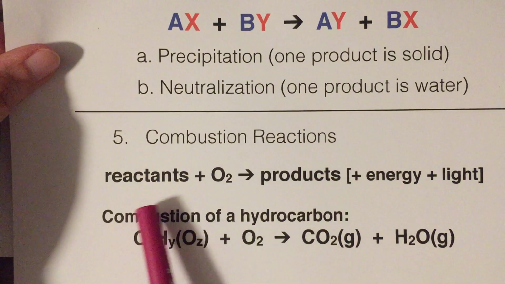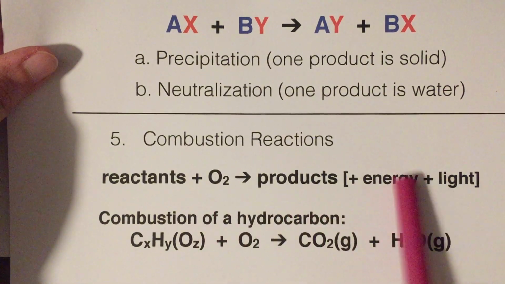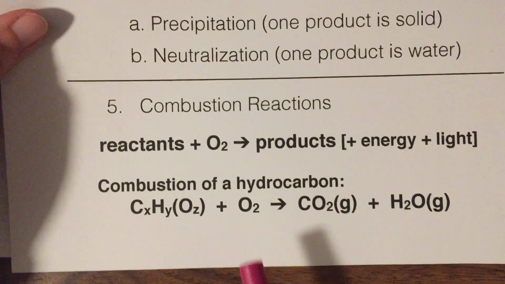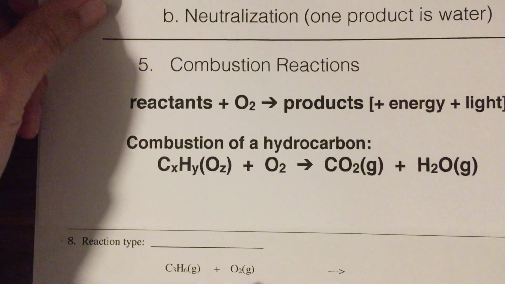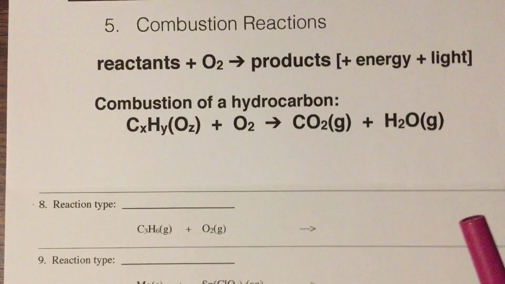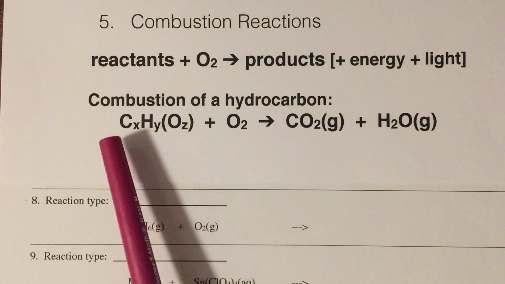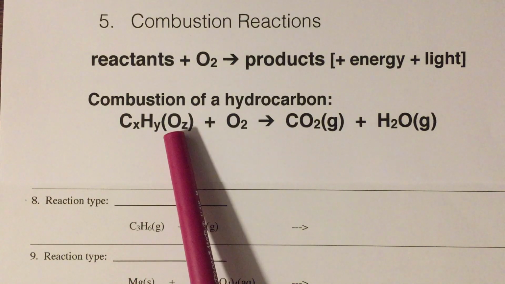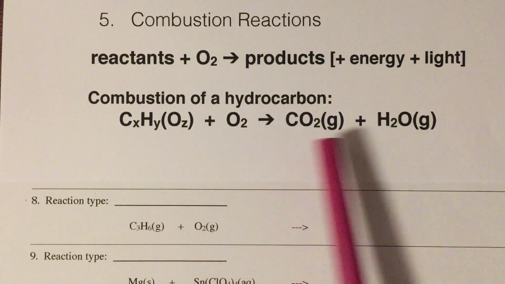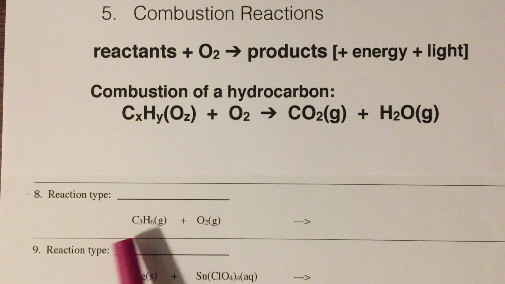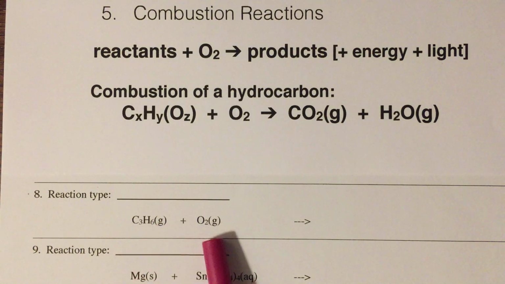So in a combustion reaction, what happens is you have some reactants reacting with oxygen to produce energy and light. And combustion of a hydrocarbon is a very common example you'll see. So you can see here, and let me do it like this. So in combustion of a hydrocarbon, we're going to have some hydrocarbon. Hydrocarbon just means it has carbon and hydrogen. It may or may not have oxygen. That's why it's in parentheses. Reacting with oxygen to produce carbon dioxide and water. So look what we have here. Something that has carbon and hydrogen, a hydrocarbon, plus oxygen.